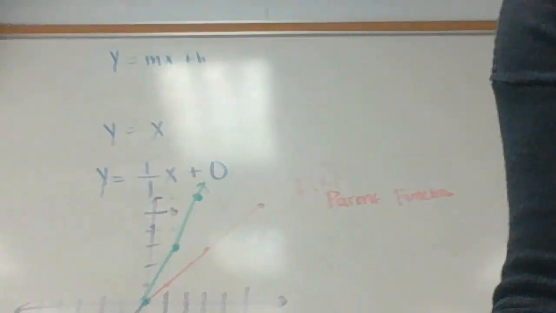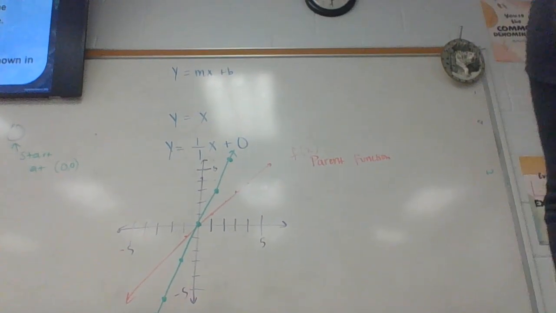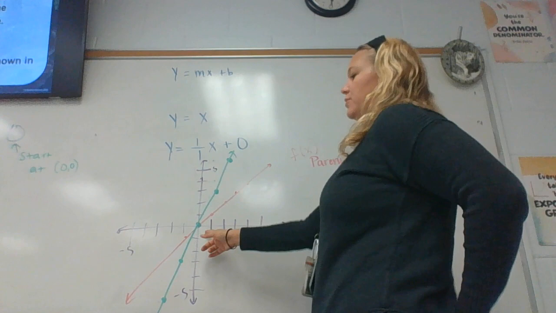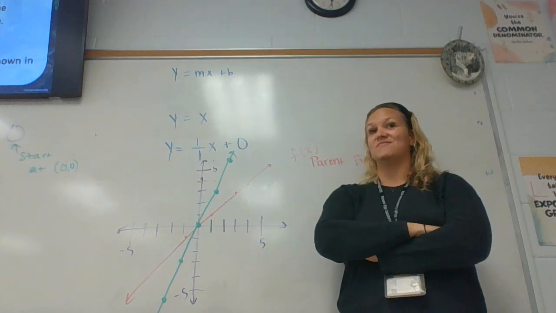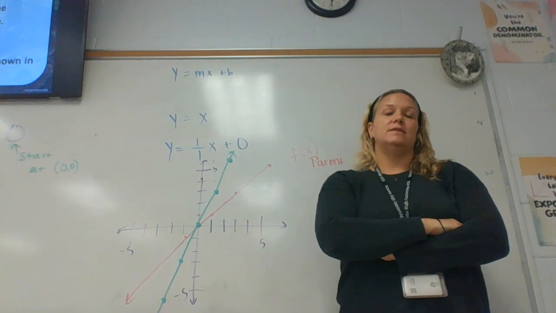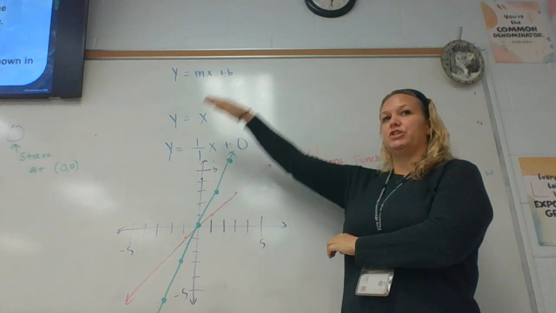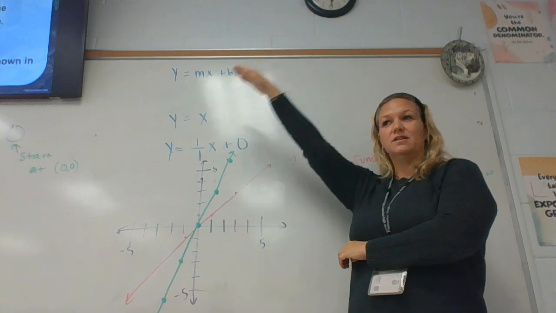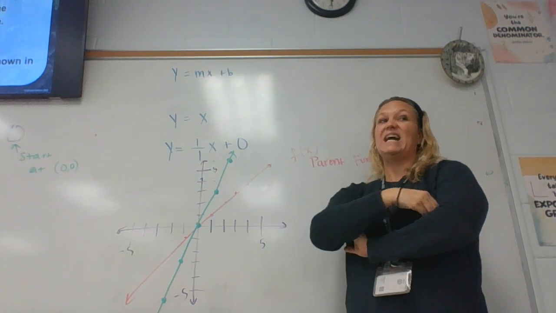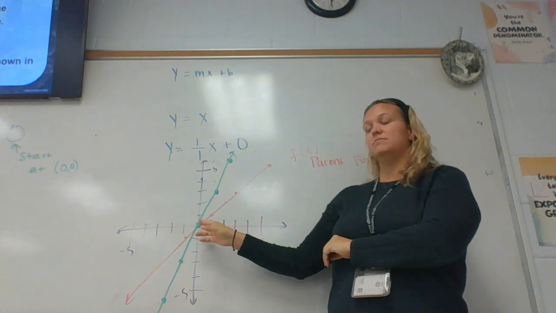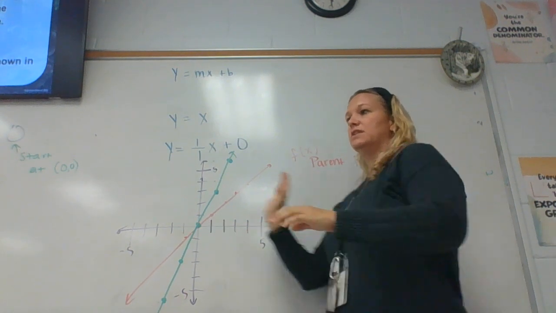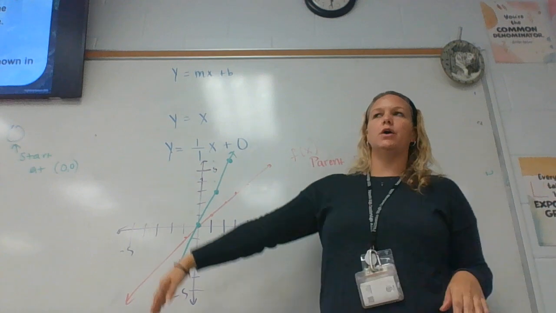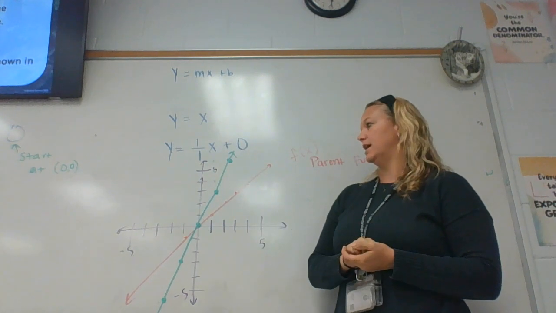Okay, I'm hearing an observation. These do cross at 0, 0. That's called a point of intersection. Let me ask you this: is the green line shifted up or down? It's actually not. It's in the same spot. Is it shifted left or right? No. So this isn't what we did yesterday.